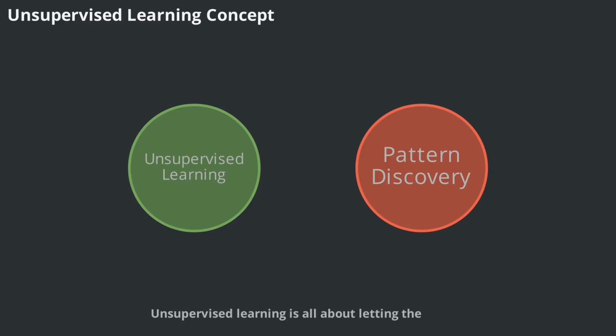Unsupervised learning is all about letting the algorithm find structure in data without any labels. The model explores the dataset, searching for patterns, similarities, or groupings. This is especially useful when you don't know what categories exist in your data.